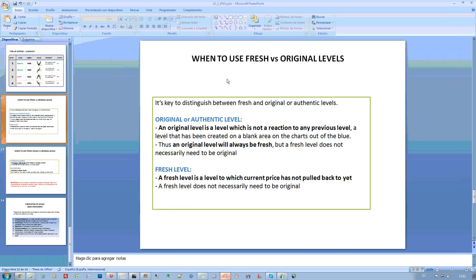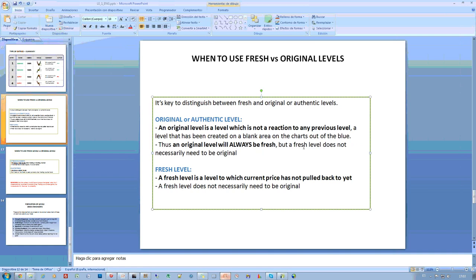The difference between a fresh and an original or authentic level is key to distinguish. What is an authentic or original level? An original level is a level which is not a reaction to any previous level you will find on the chart. It is a level that has been created in a blank area with no trading in the area, out of the blue. It was just created there by institutions. They wanted to sell, they wanted to buy, and the level was created right there. It's not a reaction to anything. Thus, an original level will always be fresh. Always.